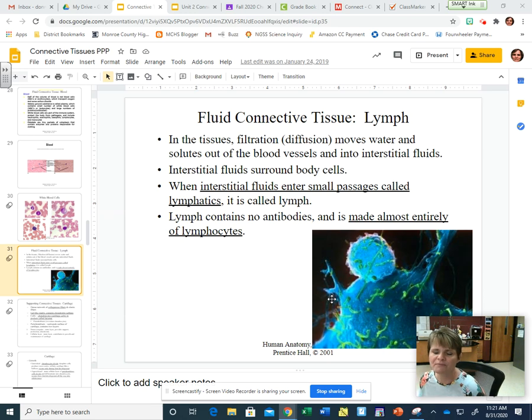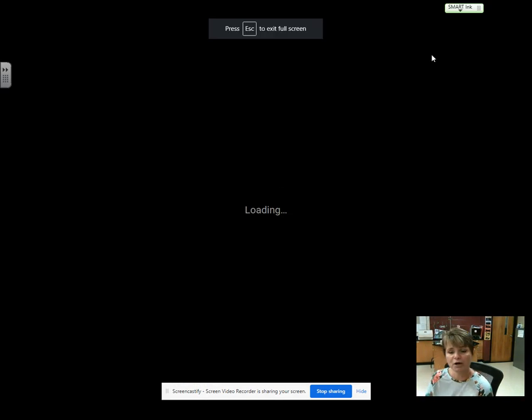Yesterday, we finished up connective tissue proper, and we talked about fluid connective tissue. Today, we're going to finish up with connective tissue by talking about supporting connective tissues. There are two types of supporting connective tissues, and that is cartilage and bone.